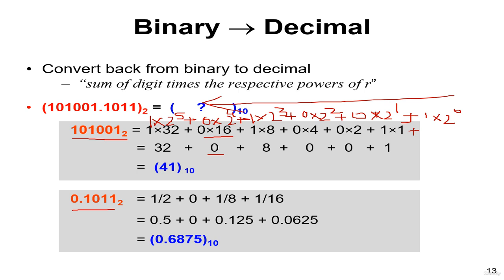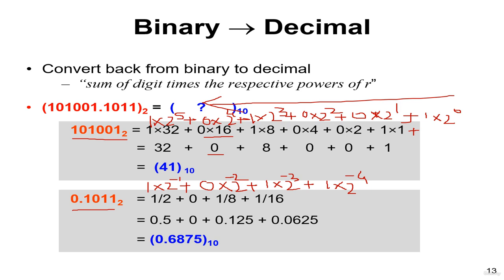Once we are doing the conversion of the fractional part, what we do is 1 multiplied by 2 raised to power something, plus 0 multiplied by 2 raised to power something, plus 1 multiplied by 2 raised to power something, plus 1 multiplied by 2 raised to power something, right? So we are going to multiply it by negative powers in increasing order from the left side. So this would be 2 raised to power minus 1, this would be 2 raised to power minus 2, this would be 2 raised to power minus 3, this would be 2 raised to power minus 4.